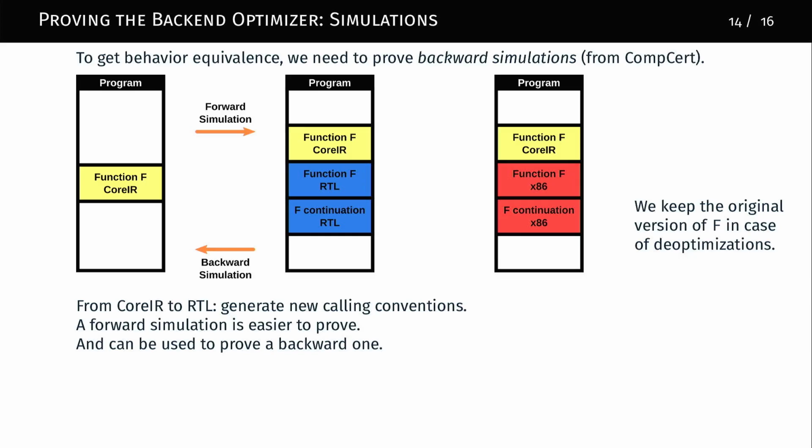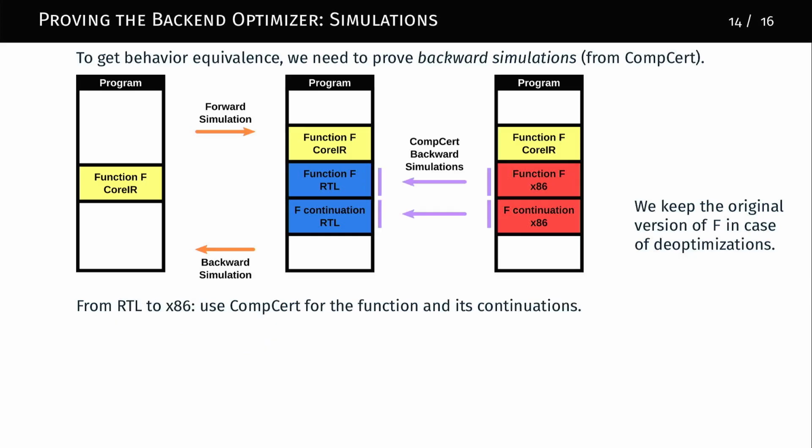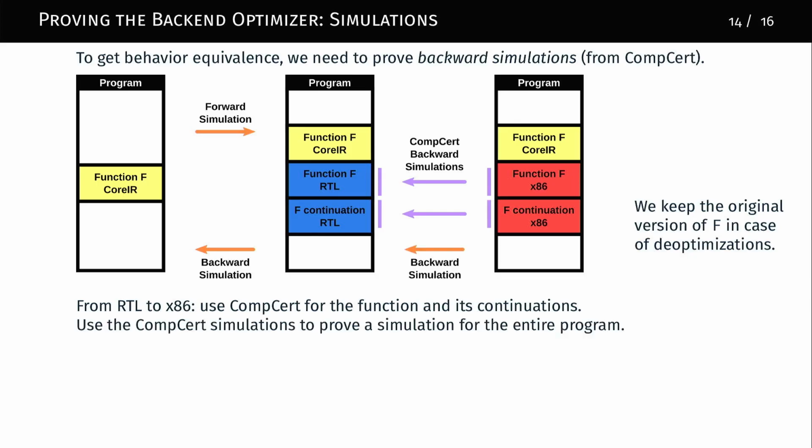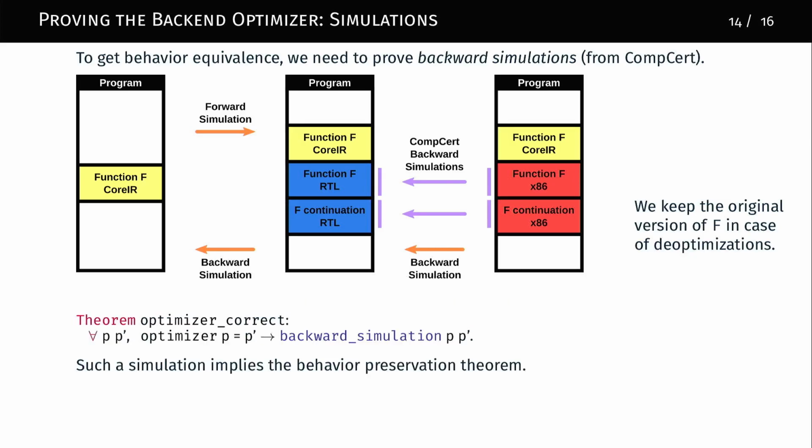For the second pass, however, we are using the CompCert backend, so we know that there is a backward simulation for each of the programs that we compiled. Our task was to prove that if we have backward simulations for each of these programs, we also have a backward simulation for the entire program that contains interpreted code and also native code. In the end, we get a simple specification of our optimization. If we have optimized a program, then we get a backward simulation, and this is what we want to get: behavior preservation.